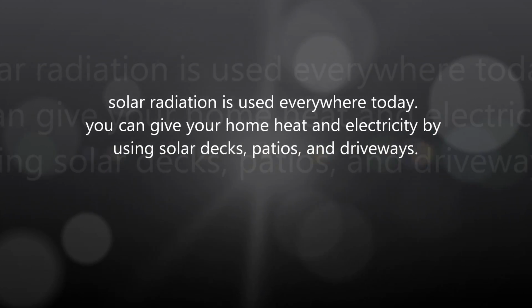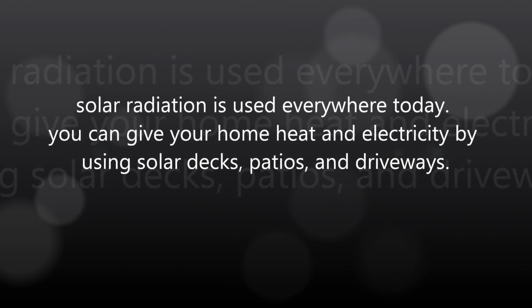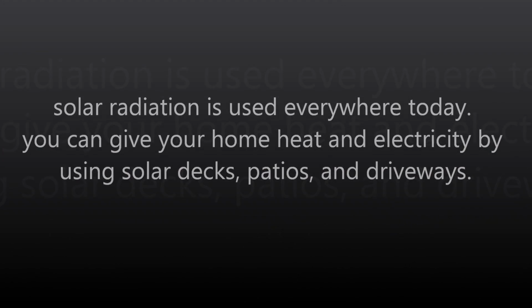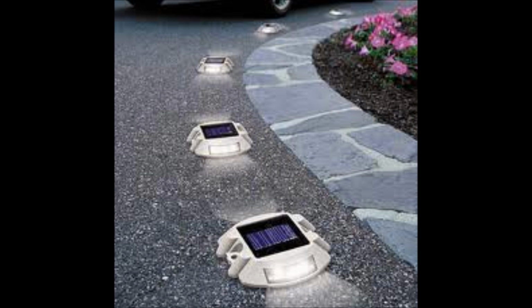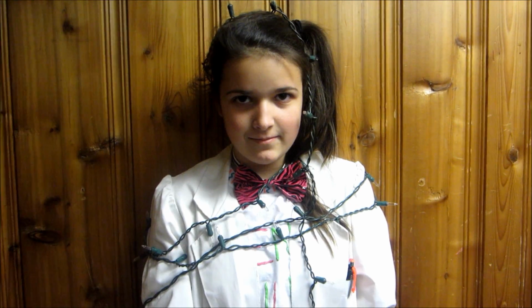Solar radiation is used everywhere today. You can give your home heat and electricity by using solar decks, patios, and driveways. Also, people use household objects like solar-powered flashlights, radios, phones, and Christmas lights. I think that everyone in the world should have solar panels on top of their house to provide them with heat and electricity. Then we wouldn't have to burn fossil fuels and our environment would be saved.